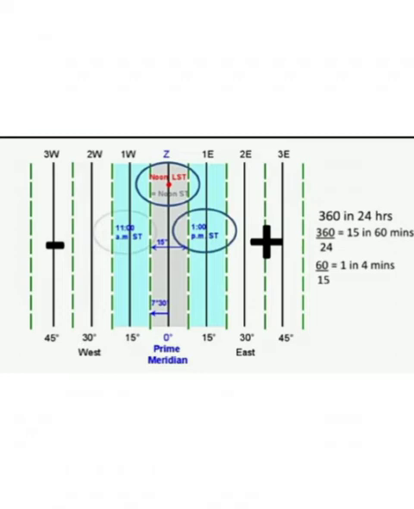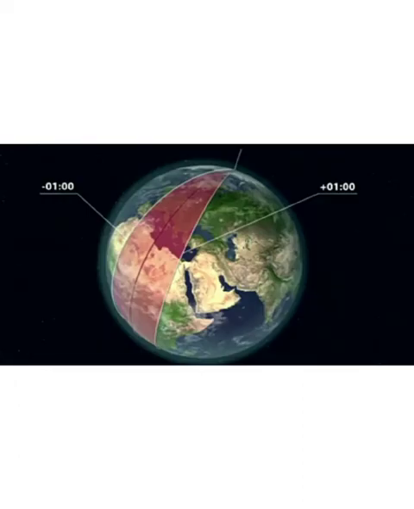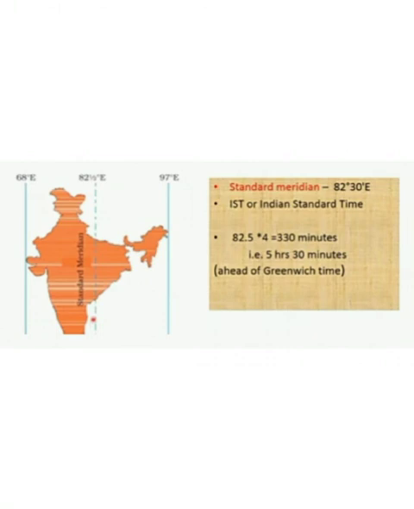The local time of a place is the time when the sun is exactly above that meridian. Thus, the time calculated by the position of the sun at noon at a given place is called the local mean time. And the standard time is the local time of a particular meridian which is adopted for the whole of the country, and that meridian is called the standard meridian.